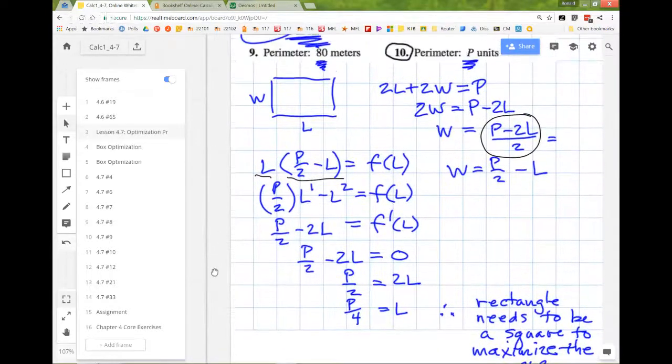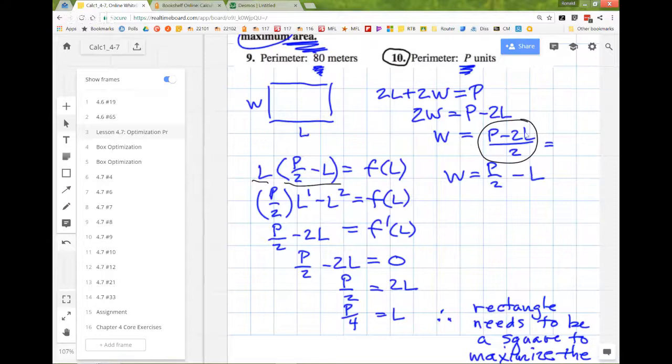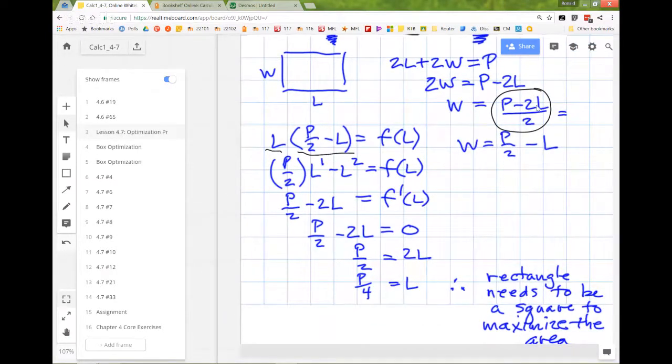And if you just come back here and you went back into W here, and if you substitute in P over 4, if you plug in a length of P over 4 right here, you will wind up with the width being P over 4. Here, let's just do it real quick. Let me change colors so you can see what I'm doing here a little bit better.